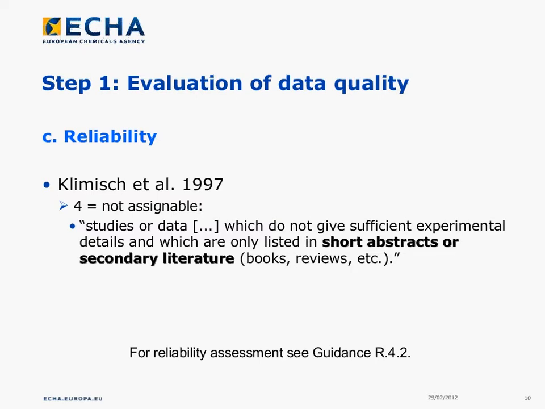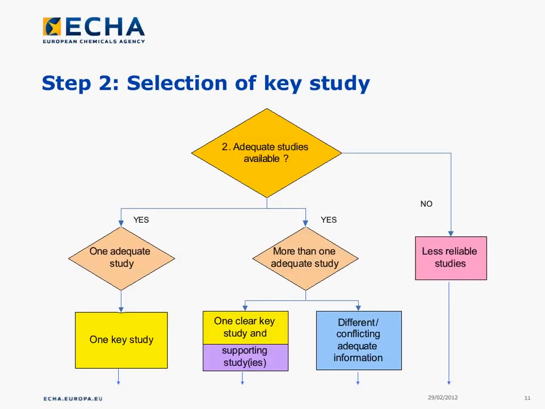The second step prior to the drafting of the summaries is that of the selection of your key study, and the graphic in this slide is a good start to do so. Therefore, you need to ask yourself whether there are adequate studies available or not. Please bear in mind that the term study includes also information that is generated by alternative testing methods, for example, by QSARs or in vitro studies.